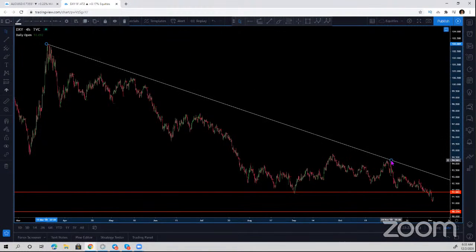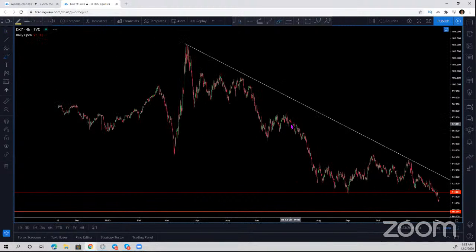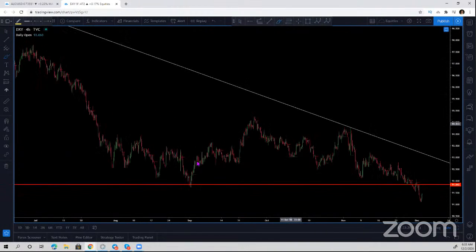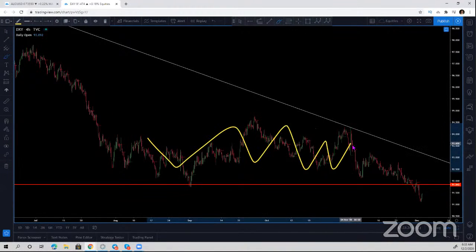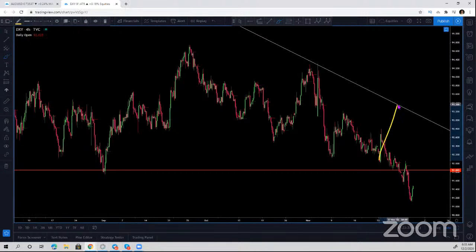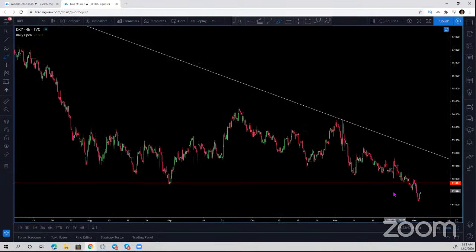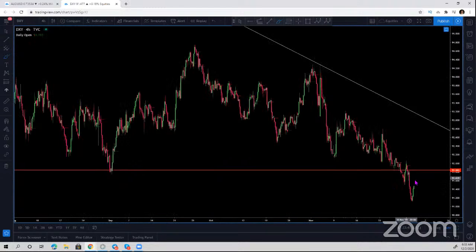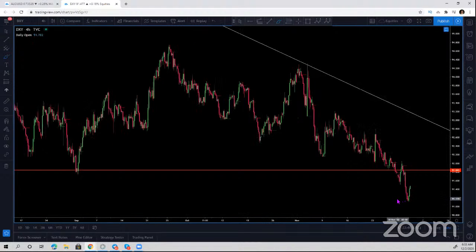We are still making lower highs and lower lows, and even though we saw some compression here, this is why we were looking for that relief rally towards those highs for a flush on the US dollar, but that didn't happen, right? So what I'm looking at is the strength right now today.